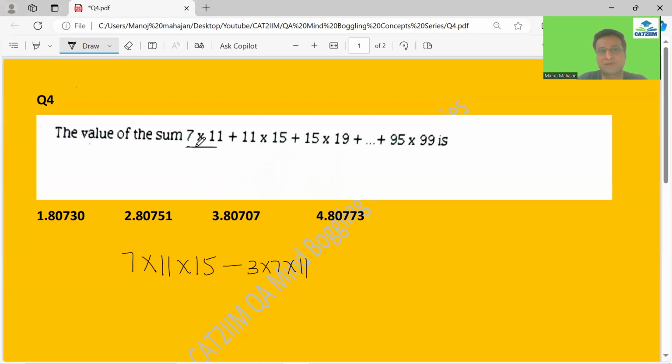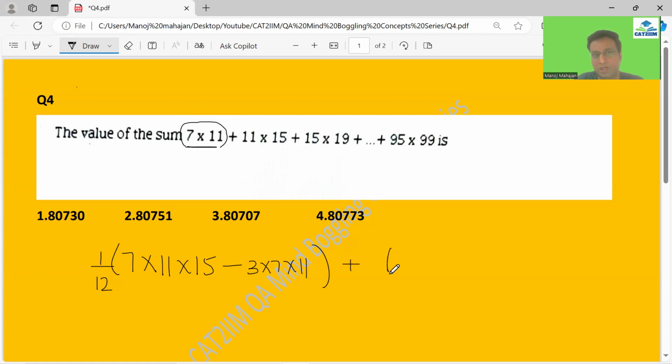But this is not 7 into 11. So whatever extra we have, if I take 7 into 11 common, 15 minus 3, 12, I'm going to have. So let me divide this by 12. What I did smartly is I have rearranged this first term like this. Similarly, we are going to do it for the other terms also, and you'll find that the terms are going to cancel out, right? And we can get the answer straight away.